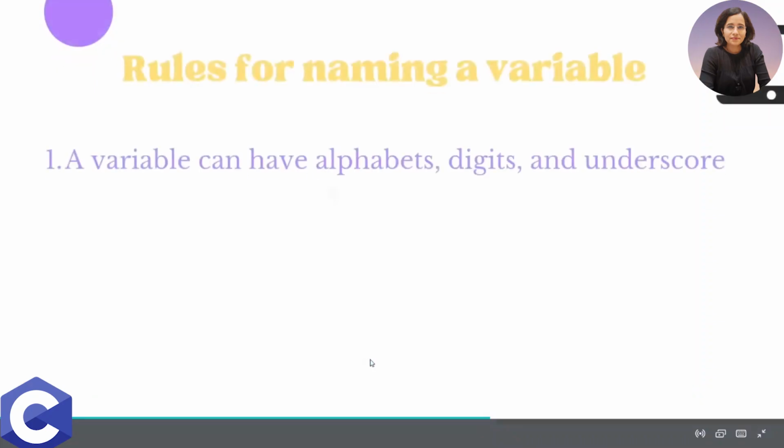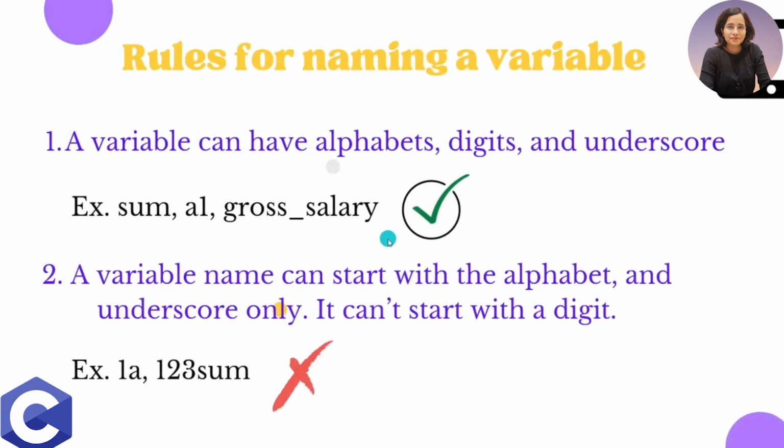So now let's discuss about the various rules which we should follow while designing a variable. So what is the first rule? The variable can have alphabets, digits and underscore. So here you can see the example. The first example consisting of alphabets. Here we have used the number also, and here we have used the underscore.